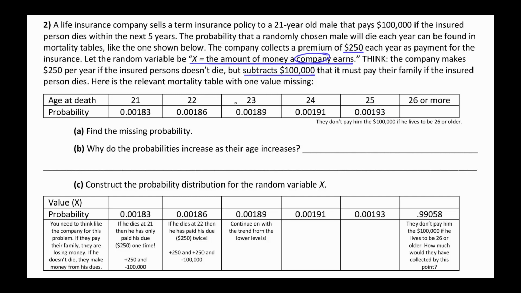So in order to make a legitimate probability distribution, we have to find that missing piece. So in your calculators, you would add up all of these numbers, and then we'd subtract that amount from 1. When we do that, we get 0.99058.